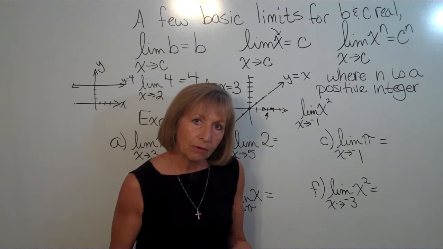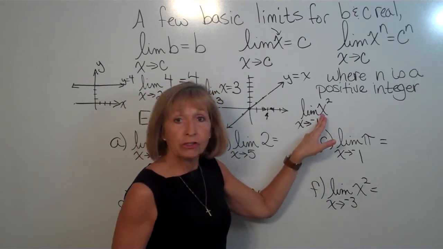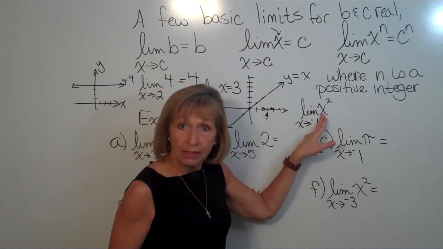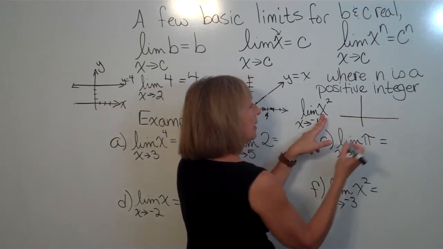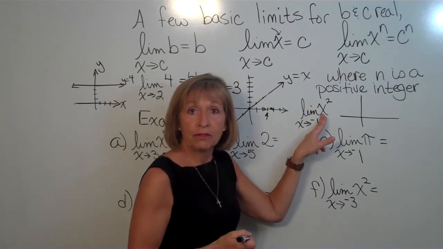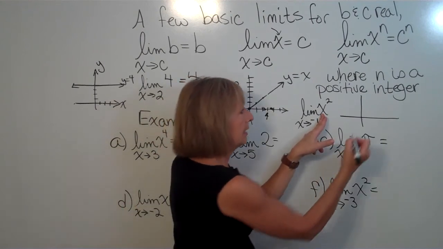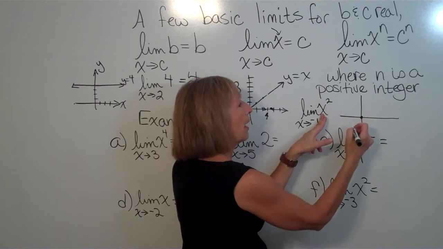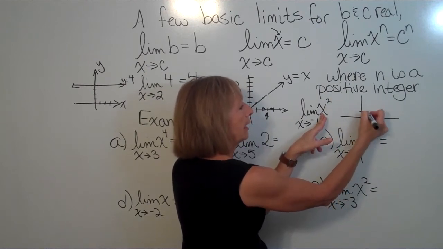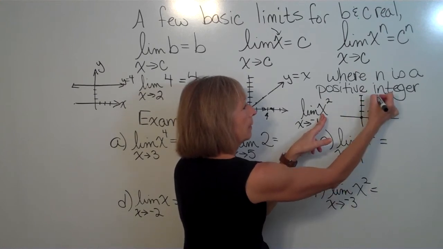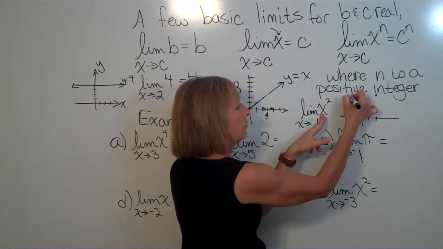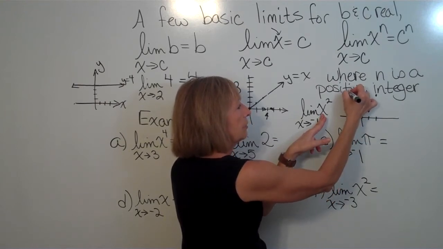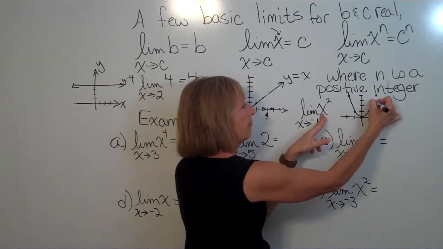Now, if I think of this one graphically, my function is y equals x squared. So if I graph that, that is a parabola with a vertex at the origin. When x is 0, y comes out 0. When x equals 1, y comes out 1. When x equals 2, y comes out 4. When x equals negative 1, y comes out 1. When x equals negative 2, y comes out 4. And so we get our graph of our parabola.